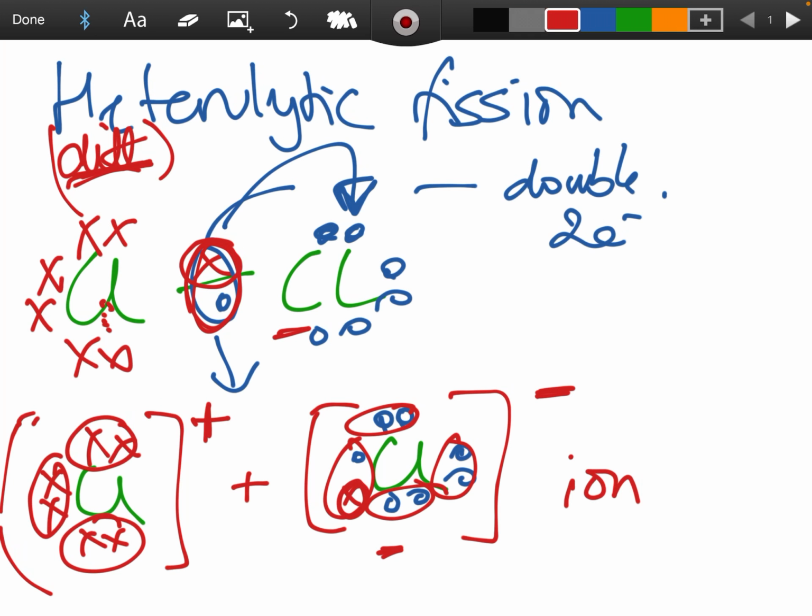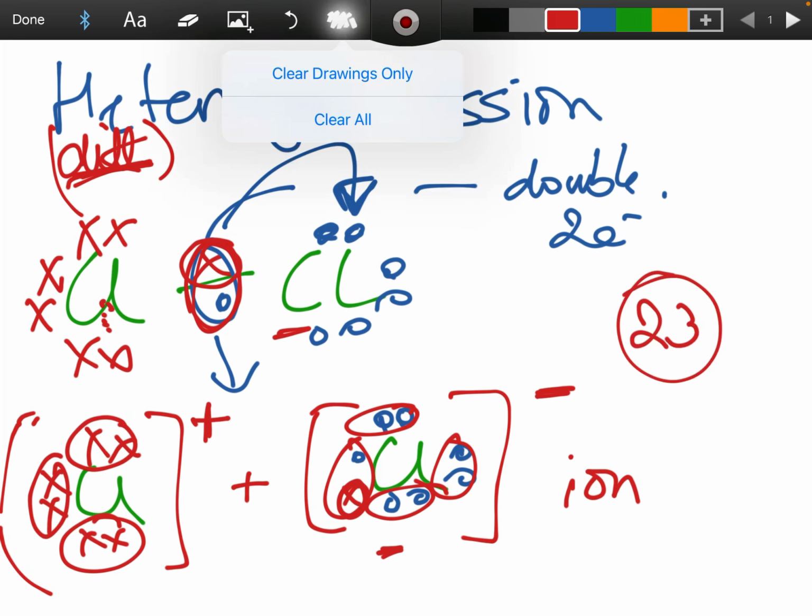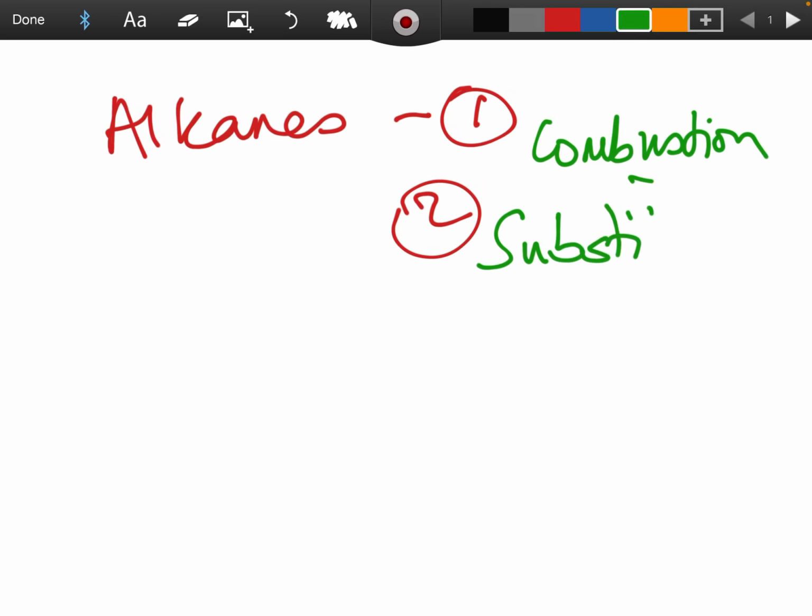So this chapter 23 is all about types of reactions. And you firstly need to know about breaking bonds so that the atoms can react with other atoms to form products. So the alkanes, we're starting off talking about the reactions of the alkanes. And alkanes will undergo 2 types of reaction. They undergo combustion reactions that we talked about in thermochemistry last year in chapter 21. And they also undergo substitution reactions.